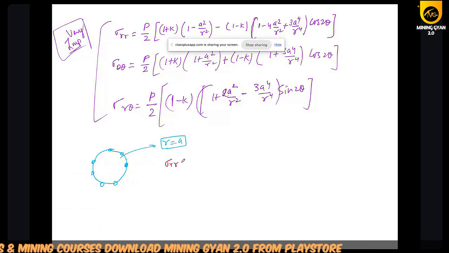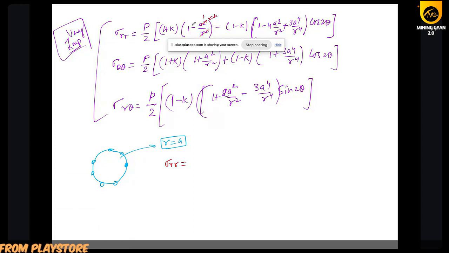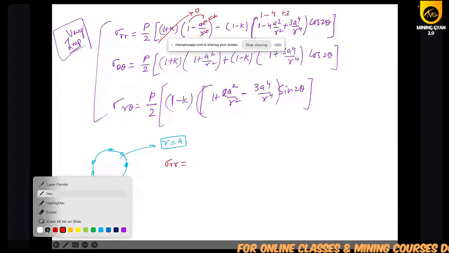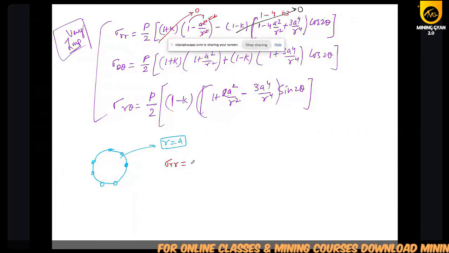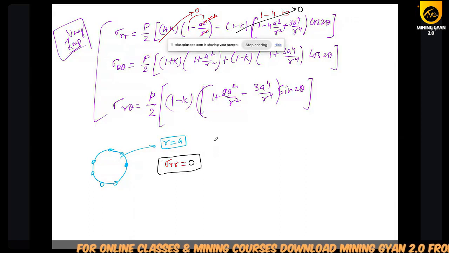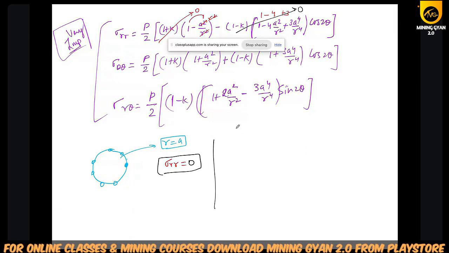Then sigma rr, when you put r equal to a, r square becomes a square, and 1 minus 1, this whole value will be 0. Here also it will be 1 minus 4 plus 3, which also becomes 0. So the sigma rr value will be 0 at r equal to a. When you put r equal to a, the first value becomes 0 and the second value also becomes 0, so sigma rr equals 0.